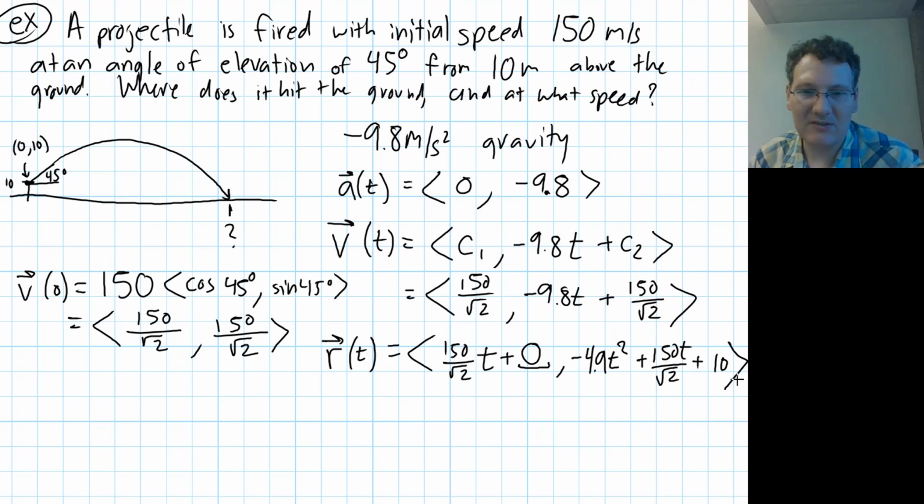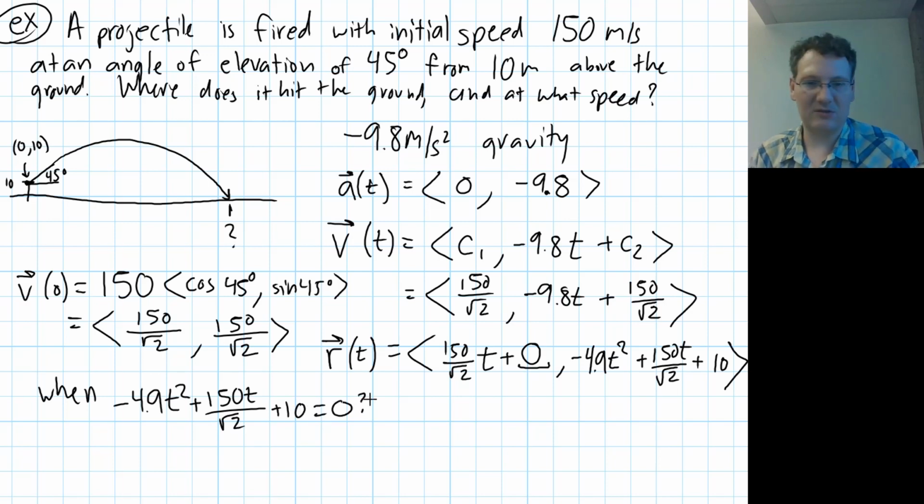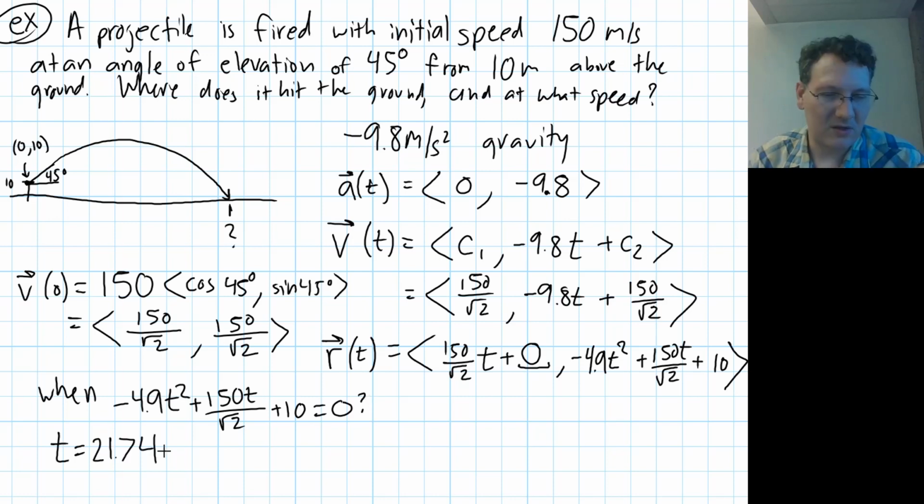And now we can solve, and we want to find when is negative 4.9 t squared plus 150 t over root 2 plus 10 equal to 0. You can solve a quadratic and get that. So you can solve this and you find one of the two solutions to this quadratic is 21.74 seconds. And the other solution is negative, and that's backwards in time. That doesn't make any sense.